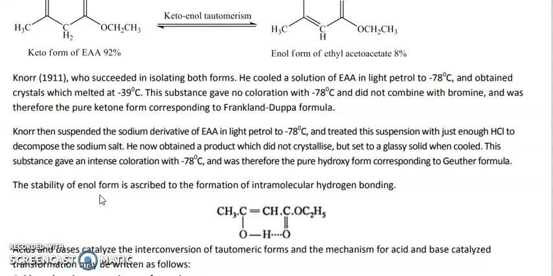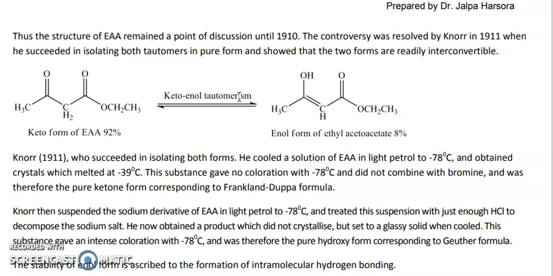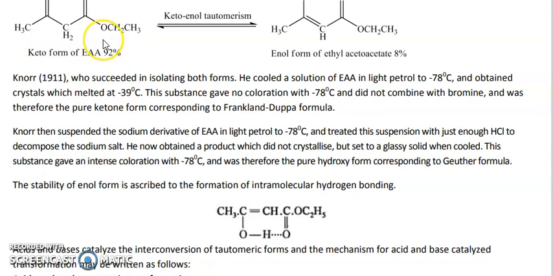So my friends, the structure of ethyl acetoacetate remained a point of discussion until 1910. The controversy was resolved by Knorr in 1911 when he succeeded in isolating both tautomers in pure form and showed that the two forms are readily interconvertible. Now the problem is solved. You can see here, the keto form of ethyl acetoacetate is 92% and the enol tautomer is 8%. Some reactions before that showed the enol form, and some reactions gave information about the keto form. Then he made the conclusion: he isolated both the products and showed that these two products are actually in dynamic form and interconvertible, 92% and 8%.